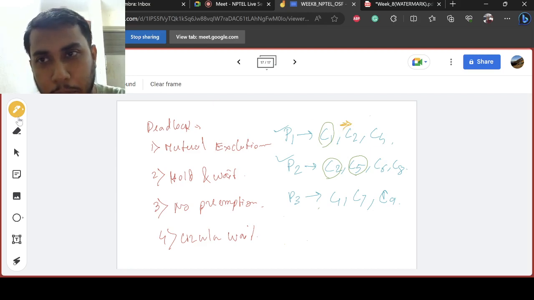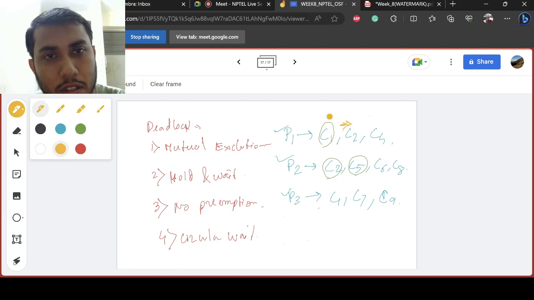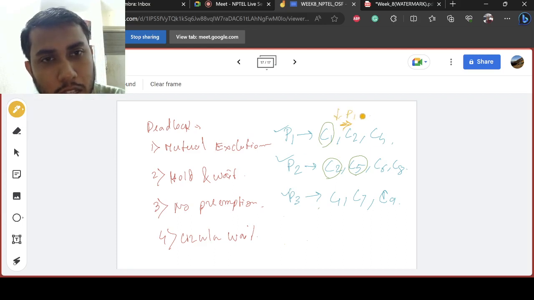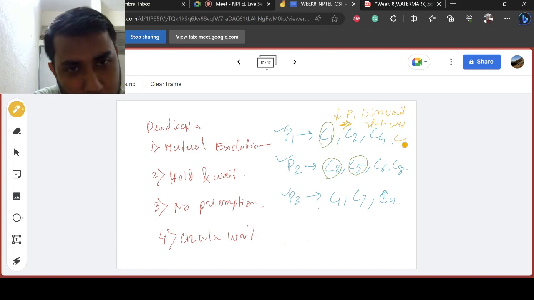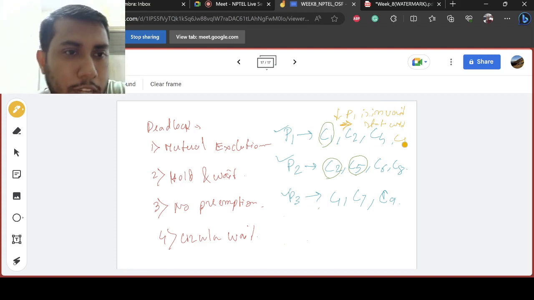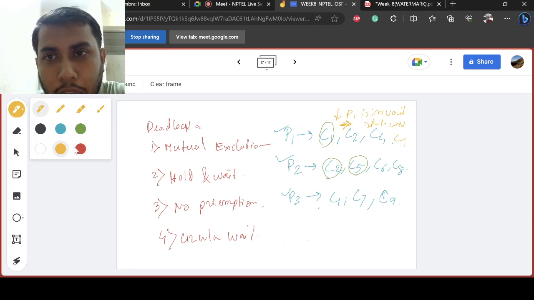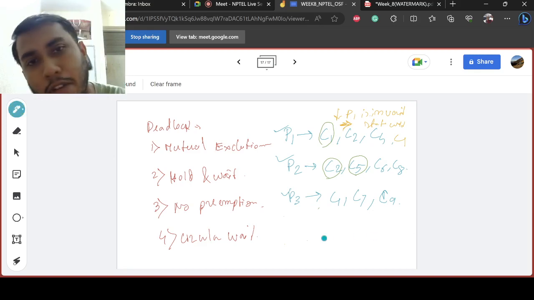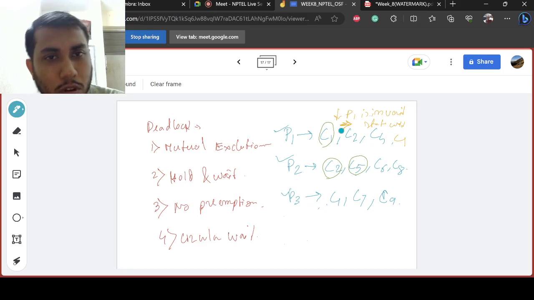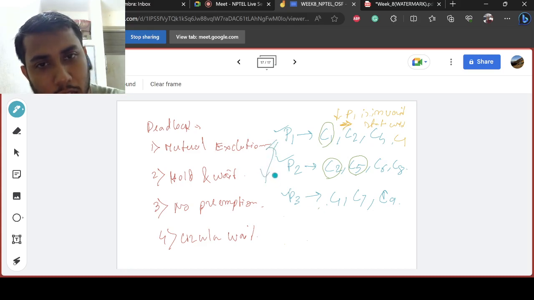Now suddenly let's say P3 arrives. In this case, P1 is in wait state with C1 because it is not able to get C2, which is currently held by P2. Now what will happen to P3? P3 requires C1, but C1 is currently held by P1, and P1 is in wait state, so it is not able to get it, right? So here is the deadlock basically.